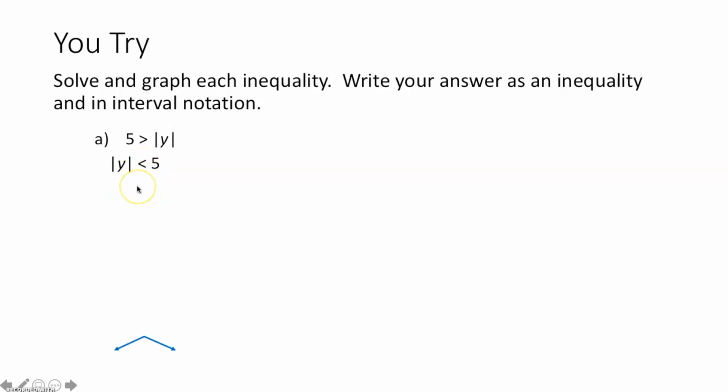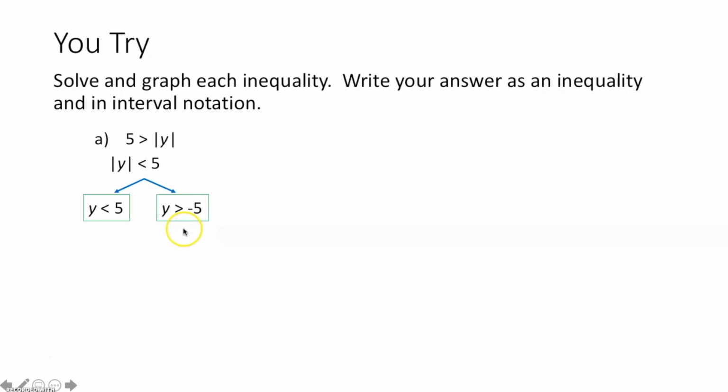I'm going to break this into two separate inequalities. The first is going to be exactly what you see: y is less than 5, without the absolute value sign. The one over here, again, what's inside the absolute value stays the same. It's going to be y. Then the inequality sign is going to flip, and you're going to take the opposite expression than what's over here. So it's going to be y is greater than -5.